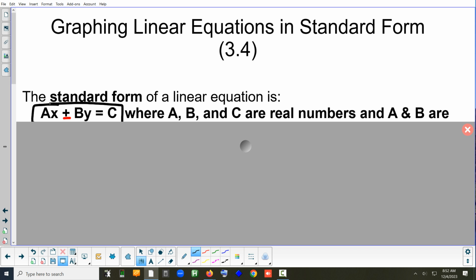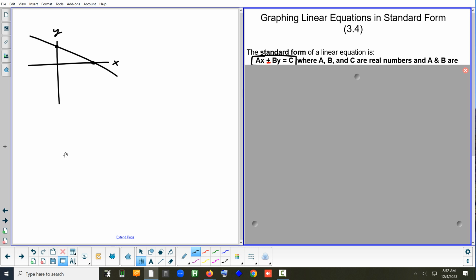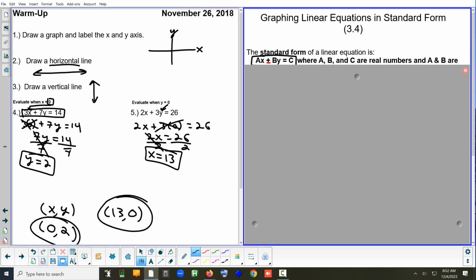When they give you an equation in standard form, the A, the B, and the C are all going to be numbers. They could be positives, negatives, fractions, decimals. In the two warm-up problems, let's go back for a second. Example 4 and example 5 are both equations in standard form. In example 5, the number in front of x is a 2, the number in front of y is a 3, and the number on the other side of the equal sign is a 26. The 2, the 3, and the 26 are the A, the B, and the C.